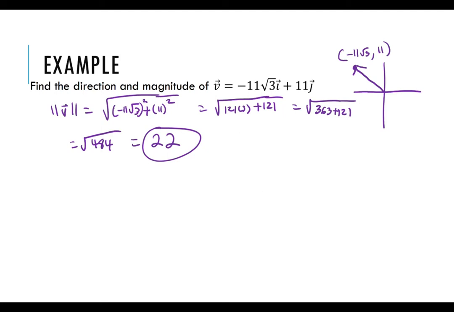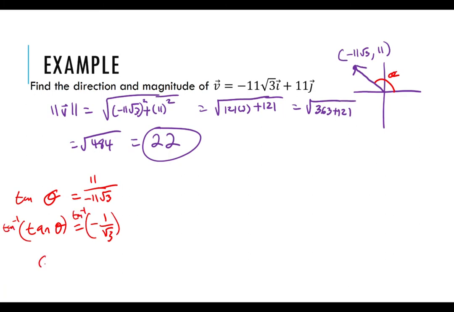Well, then I need to find my theta. But theta is, of course, the theta that I want is this, right? That's the theta that I want. But recognize there's a problem, and that is when I take tangent of theta, I recall that it's y divided by x, or 11 over negative 11 root 3. I then get that tangent of theta is equal to negative 1 over root 3. And then I take tan inverse of both sides, and I get that theta is equal to tan inverse of negative 1 over root 3, which I get to be negative 30 degrees.